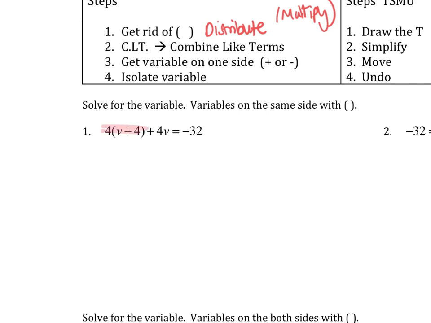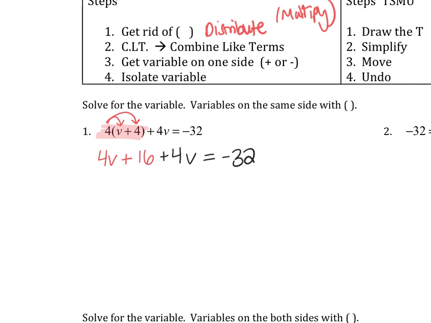So notice that we do have parentheses this time. And in order to get rid of it, I'm going to take that 4 on the outside and multiply it into both pieces. Okay? So when I do that, that's my first step. I've got 4 times v, which is 4v, plus 4 times 4, which is 16. Then I'm just going to rewrite the rest of my problem. I still have a plus 4v, still have an equals negative 32.